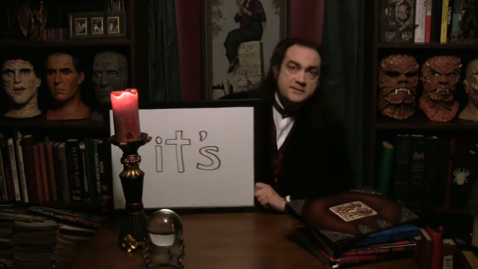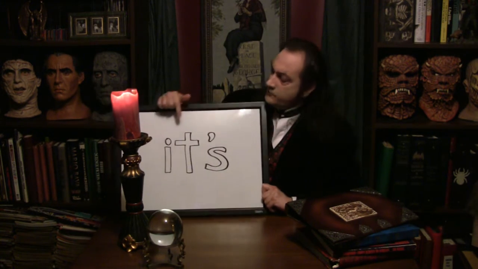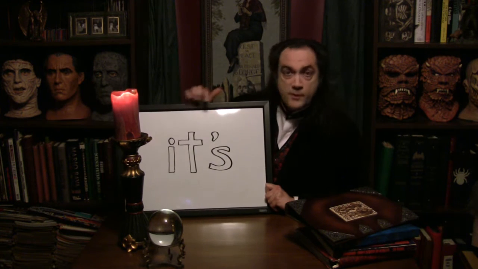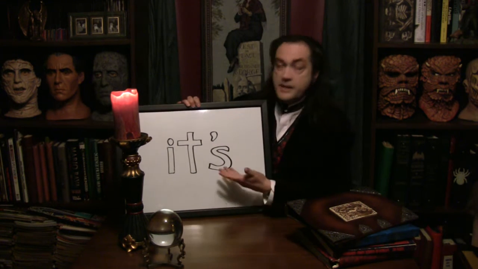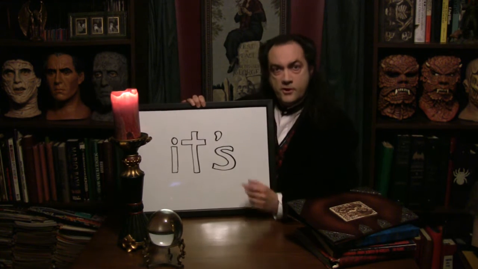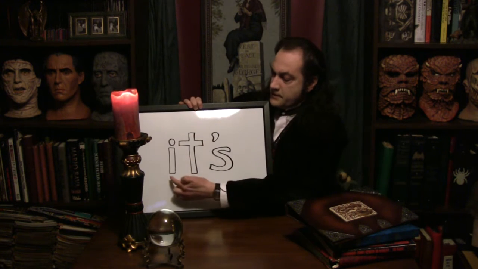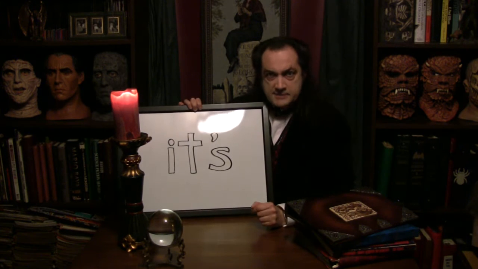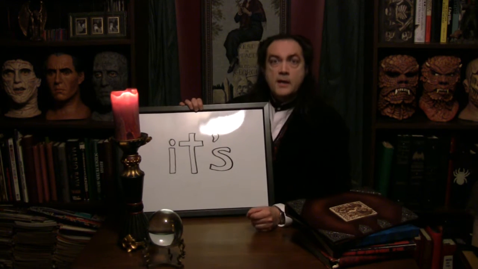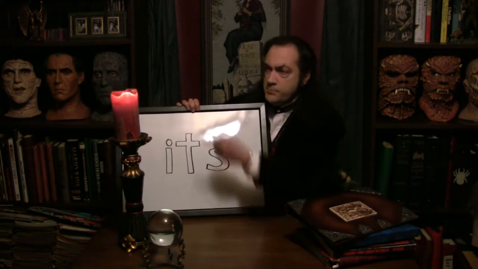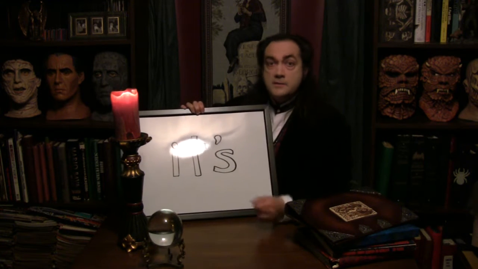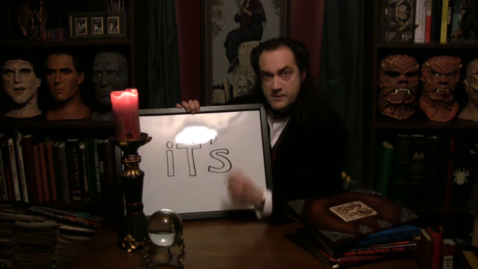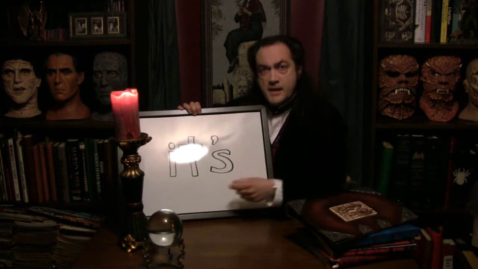This word, it's. Okay, what this word means is it is. And what we have here is it's. What that means is it is. It's what you use when you're talking about something that is something. Like if you're saying, it's a nice mask. It's almost Halloween. It's too warm for him to be burning a candle there. It's a safe bet he got his money's worth out of that candle. That's where you use it's.